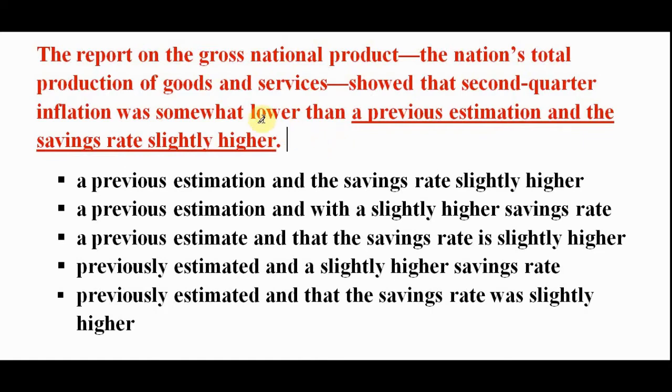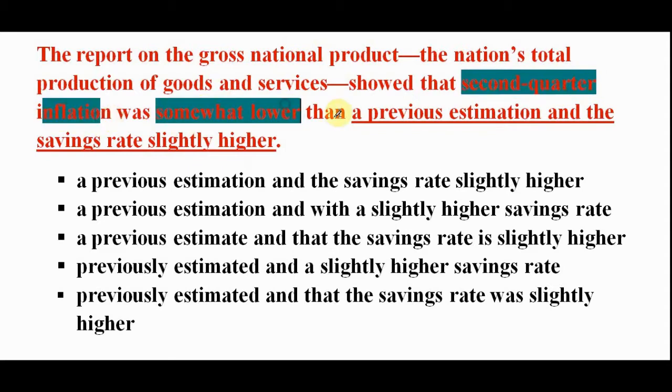Let us move ahead. It says the report on the gross national product, the nation's total production of goods and services, showed that the second quarter inflation was somewhat lower than our previous estimation and the saving rate slightly higher. Fine. What it says is that second quarter inflation was somewhat lower than our previous estimation. All right, and the saving rate slightly higher.